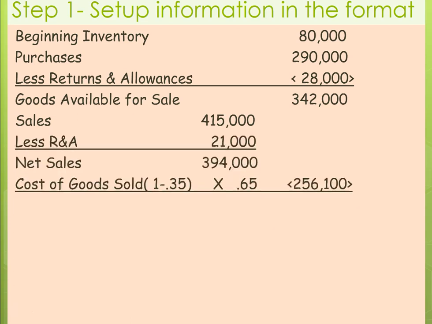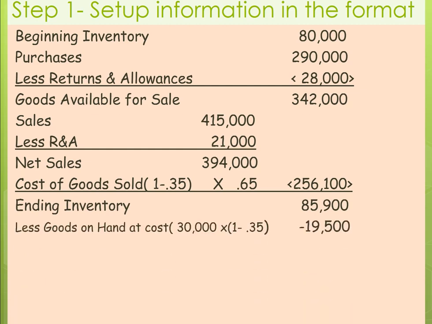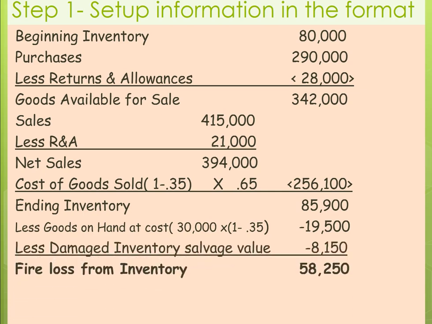We're then going to figure out our net sales. We're going to take it times our cost of goods sold margin, which is 1 minus the profit margin, and we get 256, and we get ending inventory at 85.9. However, we have goods on hand. We have to convert the goods on hand to cost, and we have to subtract out what we salvage, so therefore we'd be able to file a claim for $58,250. And that ends part 1 of additional issues for inventory.